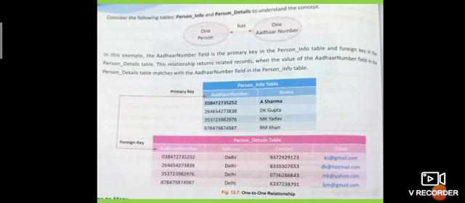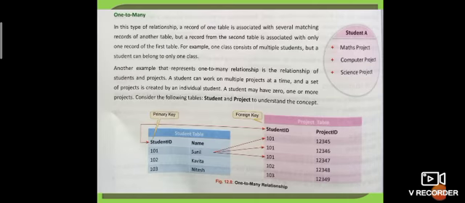Now we have one to many relationship. In this type of relationship, a record of one table is associated with several matching records of another table. But a record from the second table is associated with only one record in the first table. For example, one class consists of multiple students, but a student can belong to only one class.